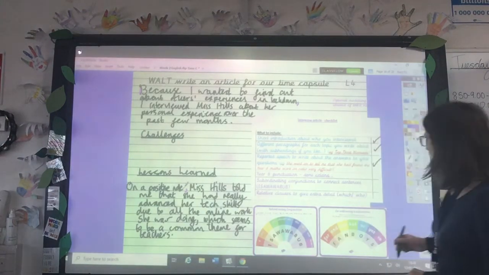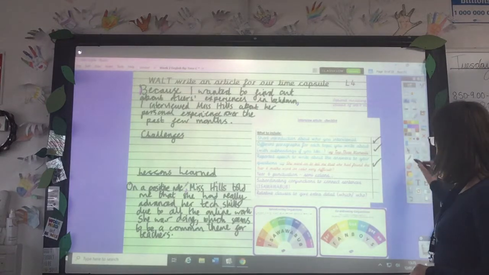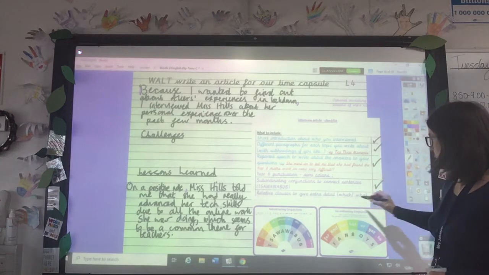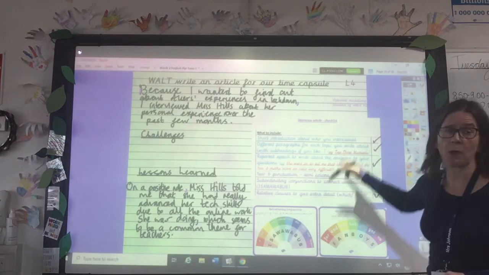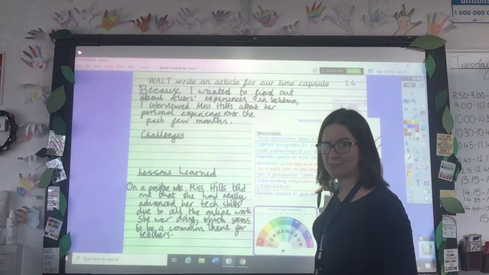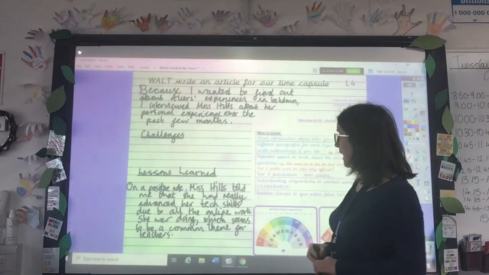Okay, so I've already used a subordinating conjunction. I've already used some relative clauses, so I'm doing quite well with my checklist. I just need to see if I can fit in some of the semicolons now from today's writing task. Okay, so have fun with that today.